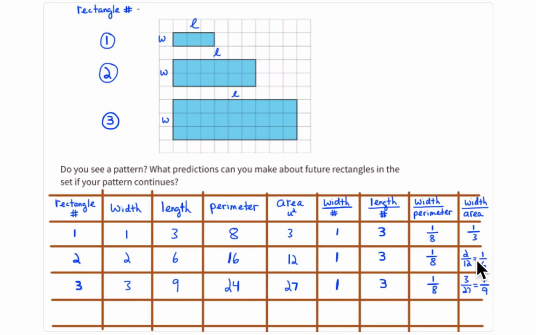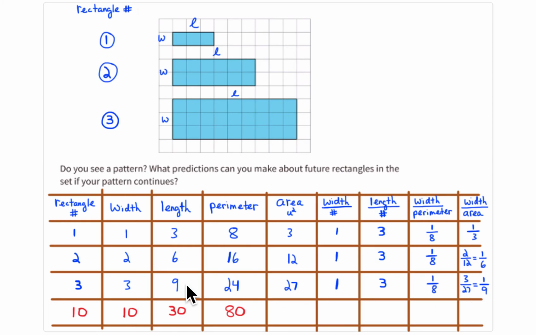So this relationship changes, and this tells you that the relationship between the width and the area is not a proportional relationship. It's not constant. It changes. There's no constant width per unit area, per 1 unit area, for example. So this number changes. So it's not a proportional relationship.